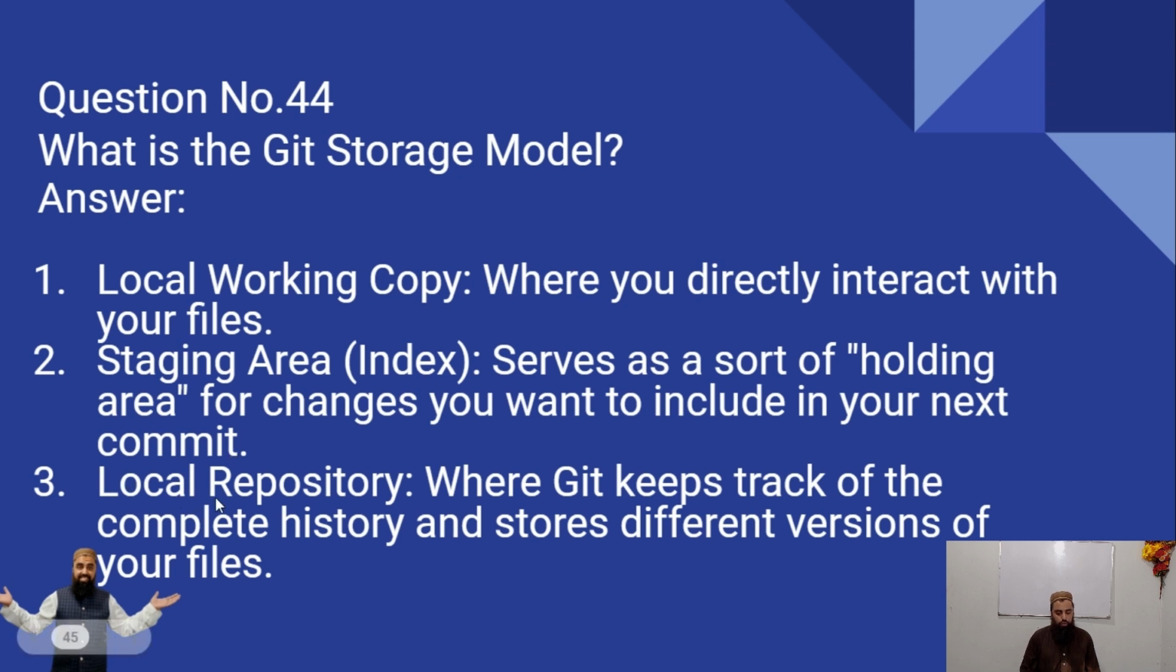And the third is local repository, where Git keeps track of the complete history and stores different versions of your file. So that's how the Git storage model works. We have local working copy, we have the staging area, we have local repository, and you can see their differences.